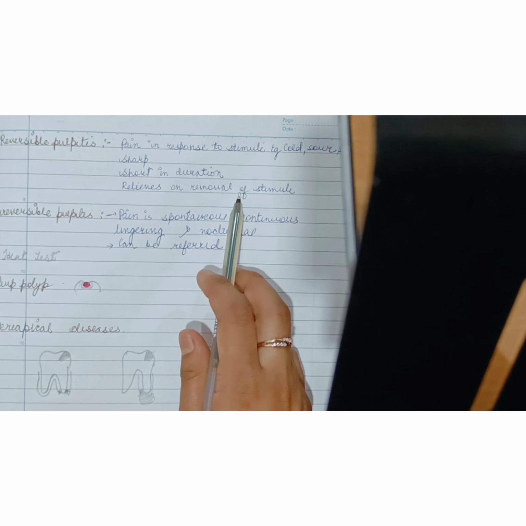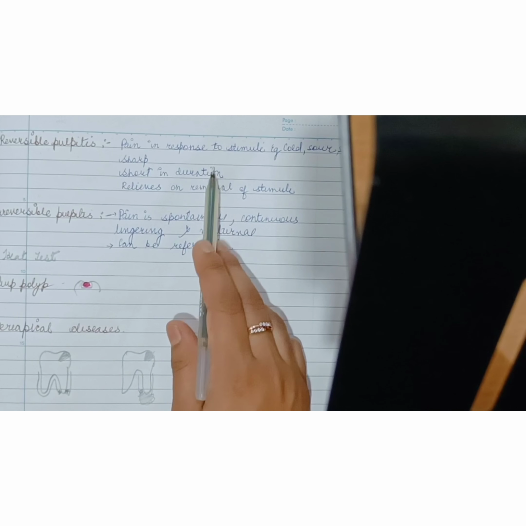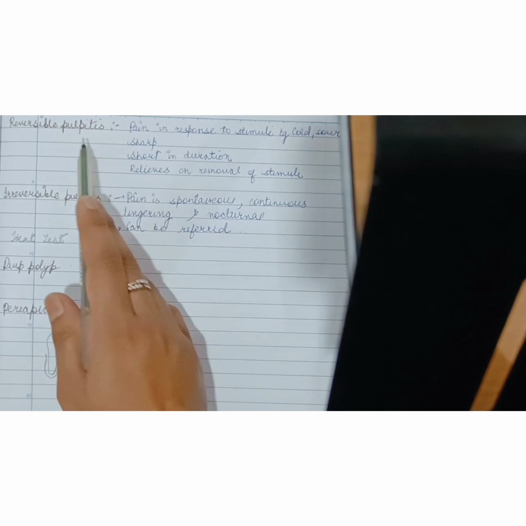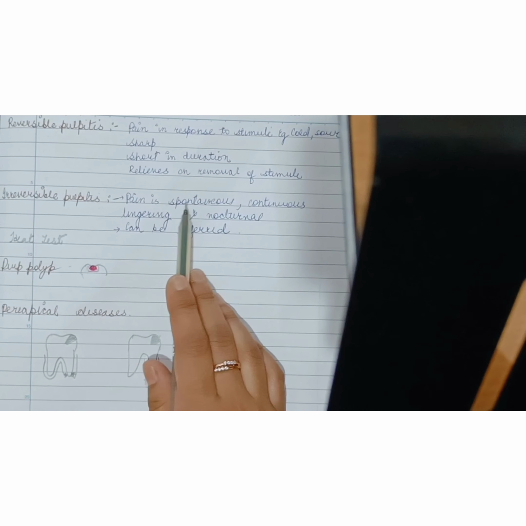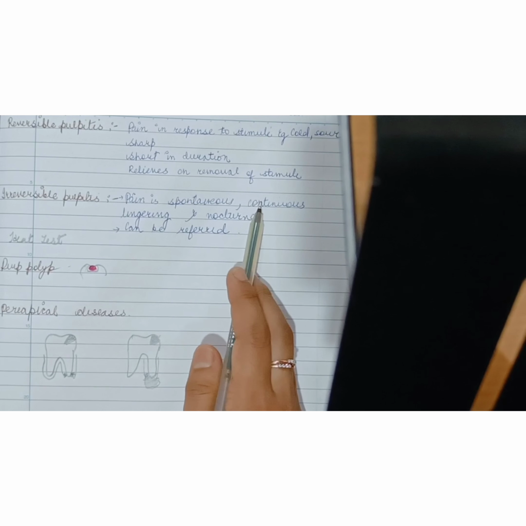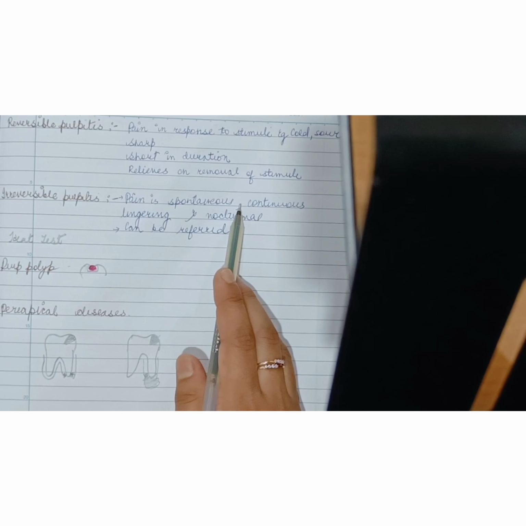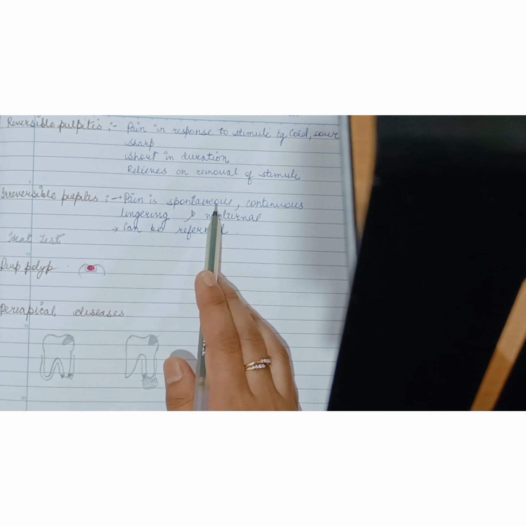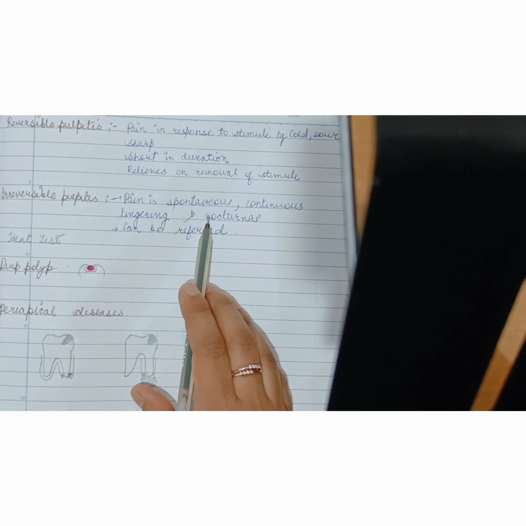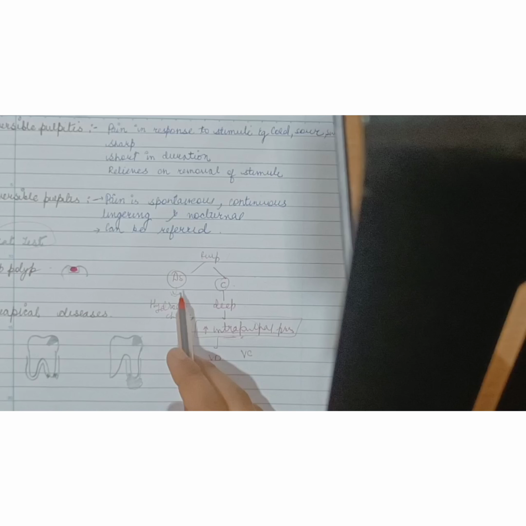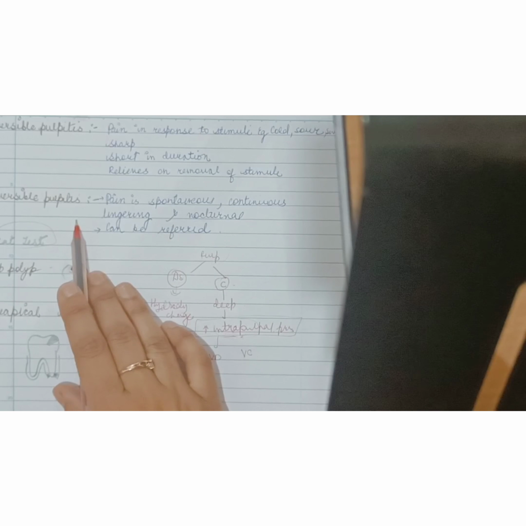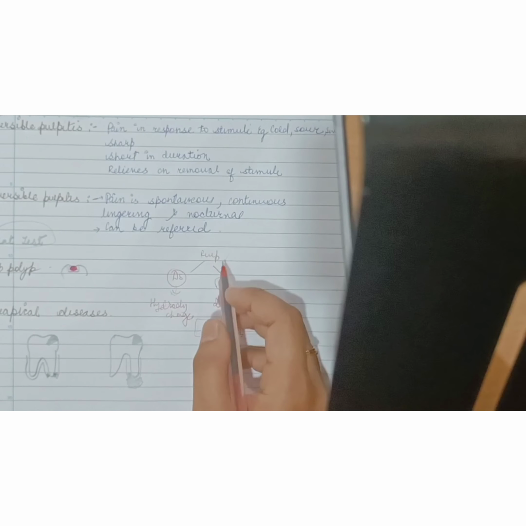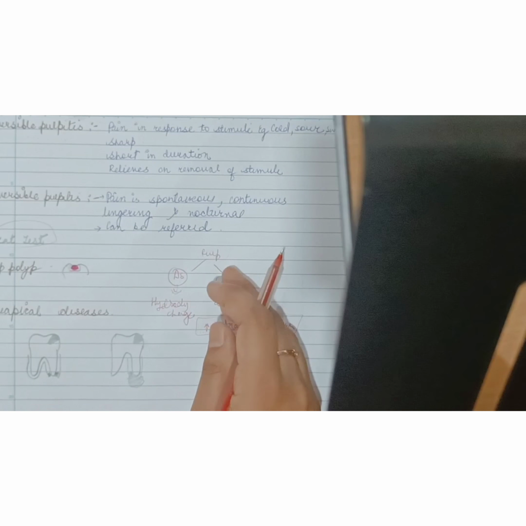As soon as we remove the stimulus, the pain will go away. So then comes the irreversible pulpitis. In irreversible pulpitis, the pain is spontaneous and continuous, and lingering, okay? So even after the stimulus is removed, the pain will continue to occur and can be nocturnal. The pain can occur during night time. Also, in cases of irreversible pulpitis, the pain can be referred towards the ear region, temple, or sinus region.